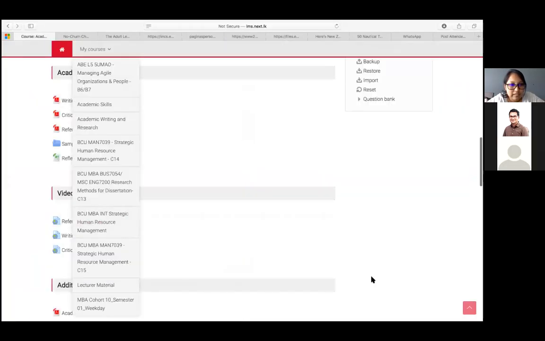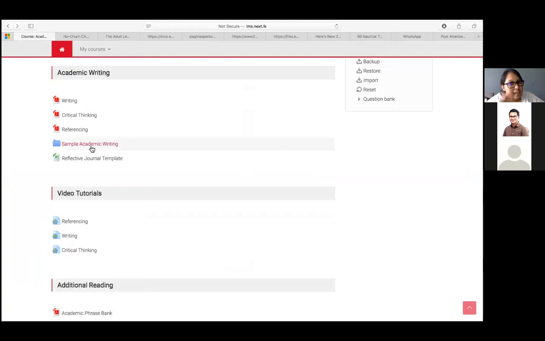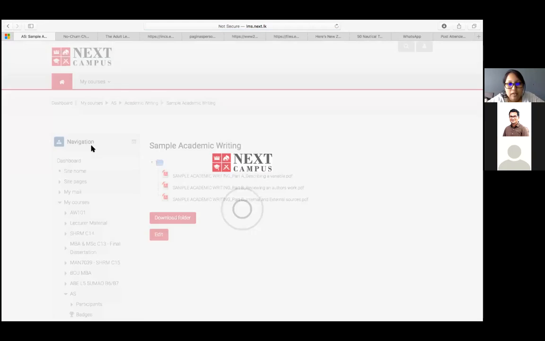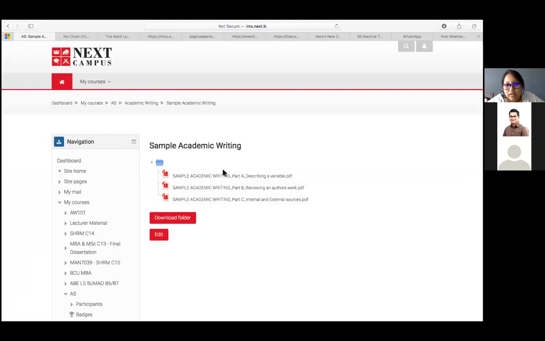So these are all things that I will just take you through, but make sure you go through them at home, right? Now I have given some samples of how you can use references when you're writing academic writing, like any kind of academic writing. So sample A is when you're going to describe a variable.